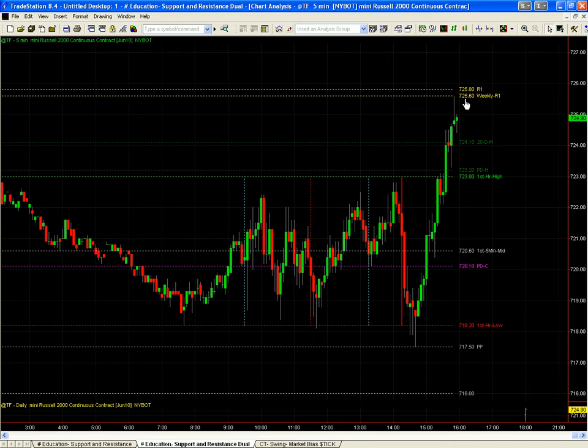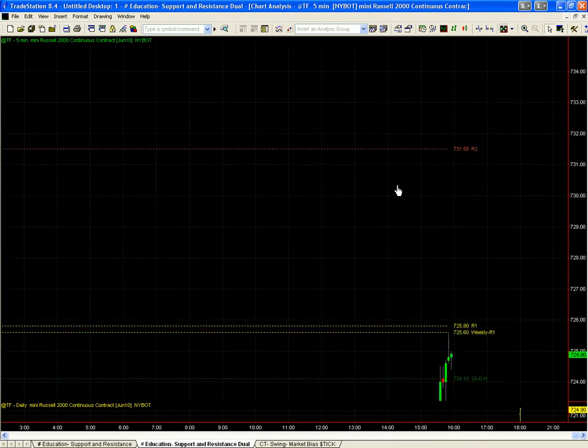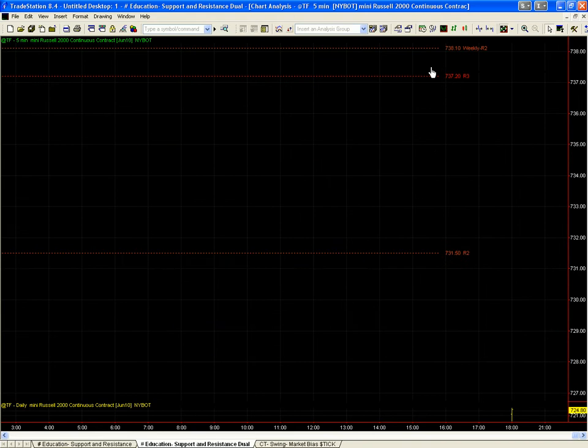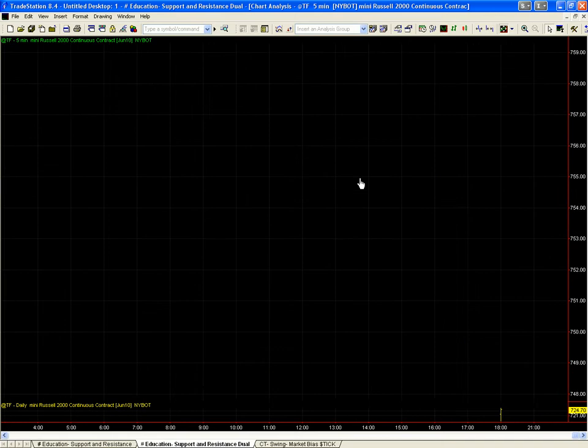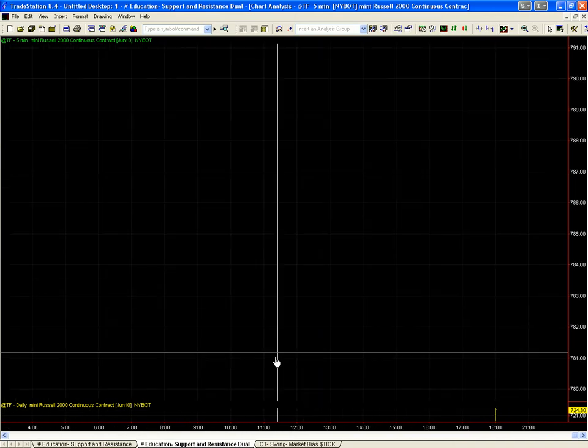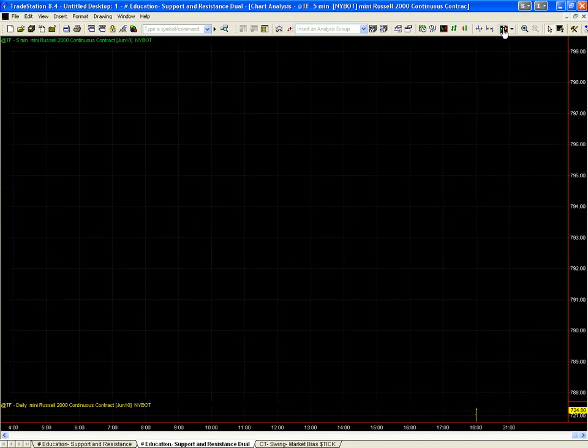Then it's come up and it's stopped at the weekly resistance 1 and the daily resistance 1. You'll notice that as I drag this chart, we have the prior day high, we have the 20-day high, the weekly floor trader pivots like R1 and the daily floor trader pivot R1, and then R2, that's daily, R3 daily, weekly R2. So as you keep going up here, it looks like that's about it on the top side.